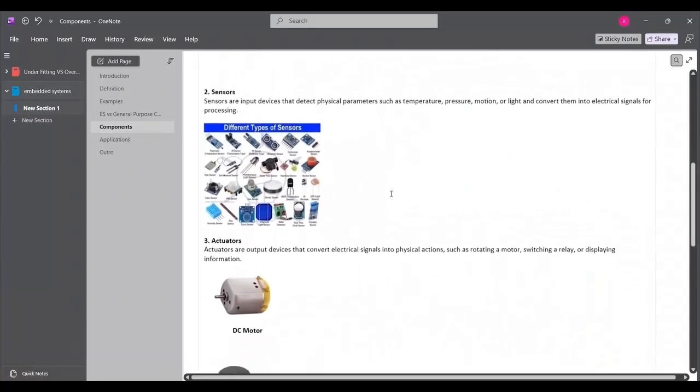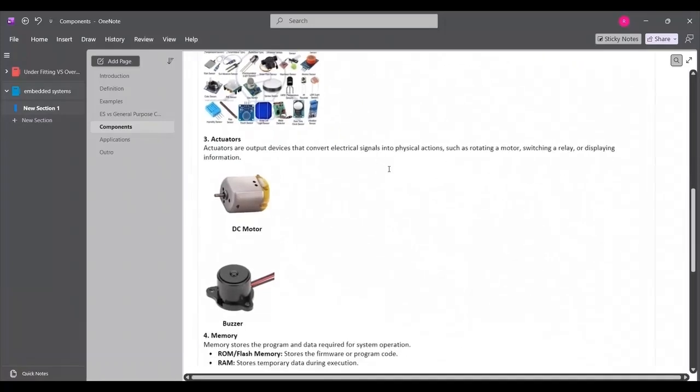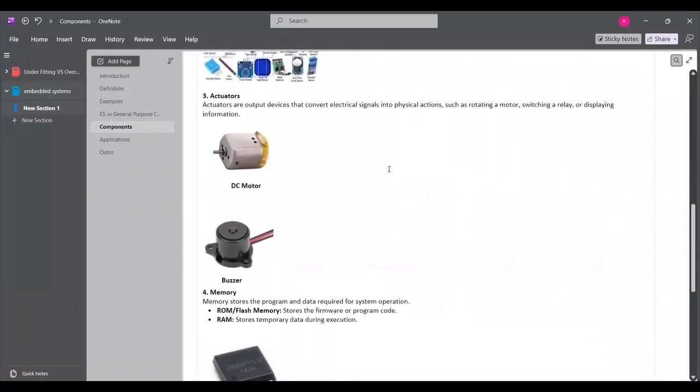Sensors are input devices that collect information from the surrounding environment and convert physical parameters into electrical signals. They allow the embedded system to understand changes such as temperature, pressure, motion, light, humidity, etc. For example, a temperature sensor in an air conditioner measures room temperature and sends the data to the controller for processing. Actuators are output devices that convert electrical signals from the controller into physical actions.